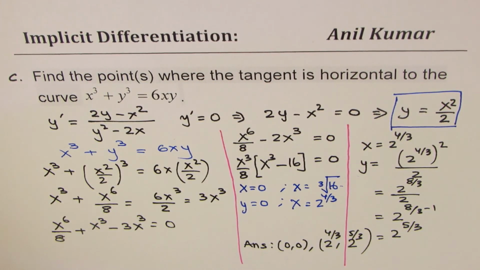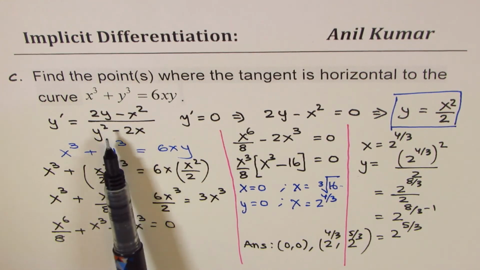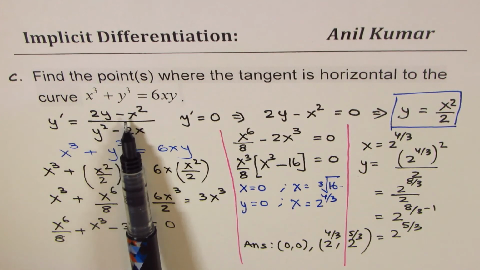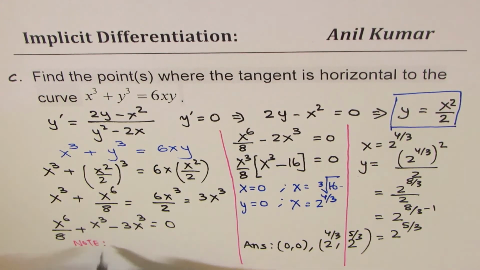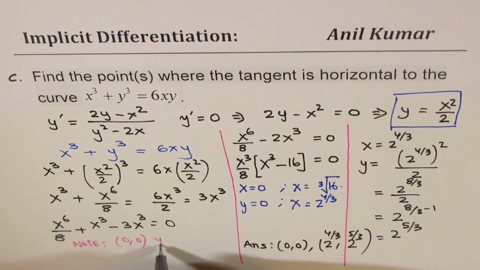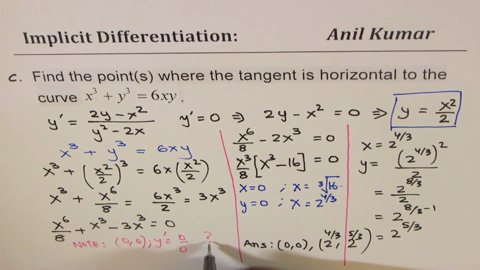Now some of you might have noticed that if I write x 0, y 0, we actually get an indeterminate form. Do you see that? So note, for (0, 0), we get y dash equals 0 over 0. However, we are saying that the horizontal tangent will also be at the origin. So I'd like you to debate on this. Is it okay?